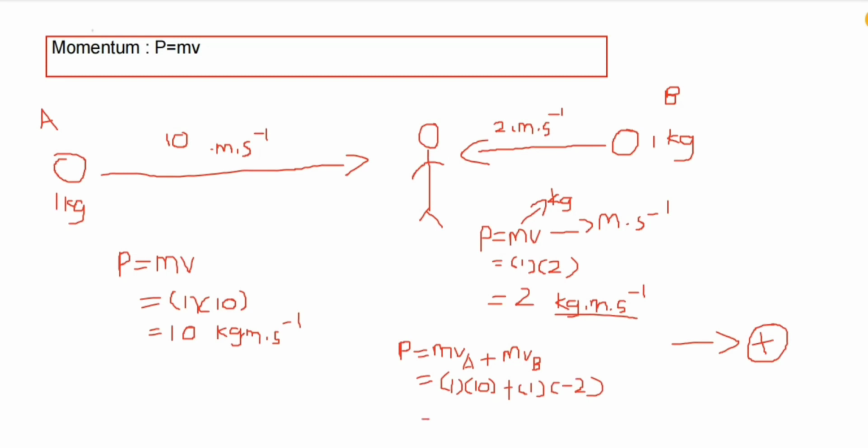Now if you solve that, you would actually get an answer of 8 kilograms per meters per second. And now because it is a positive answer, we know that we chose to the right as positive. So that means that the momentum of the system is in the right direction. Not the right direction, I mean like right and left. There's no right or wrong direction for momentum. I'm just saying that the momentum is towards the right and not the left. Okay?